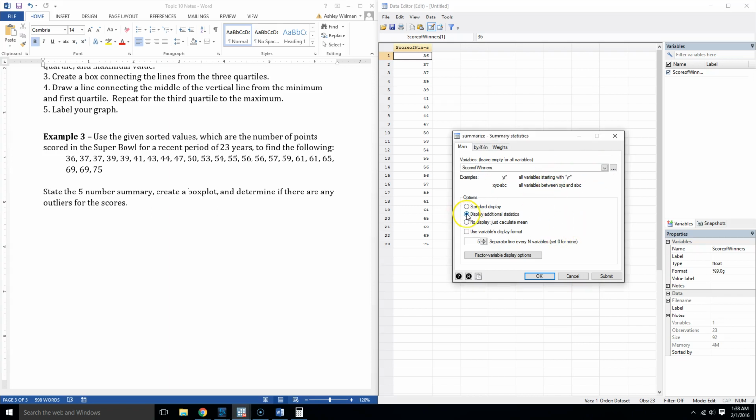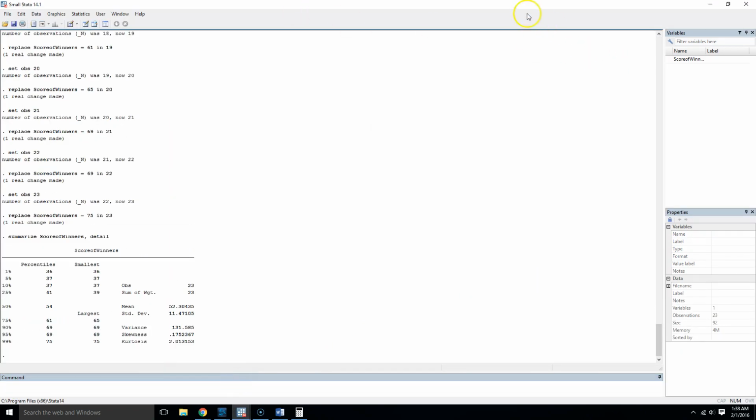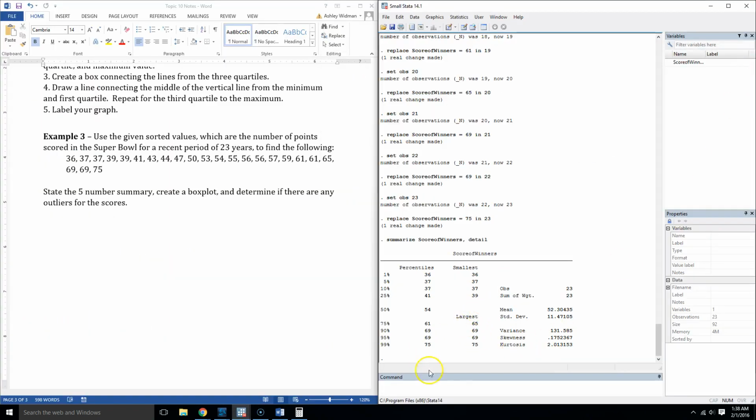And you have to check this second bullet now. So display additional statistics. You have to select that one in order to get the quartile information. So when you hit OK, the output window is going to have all the information. And so we need the 5-number summary from this.